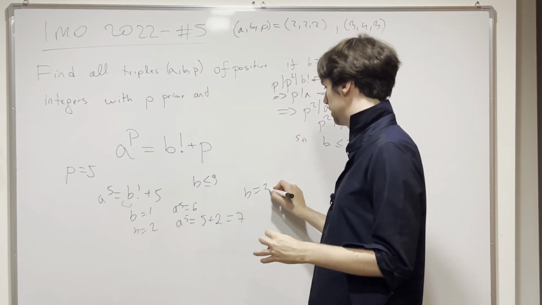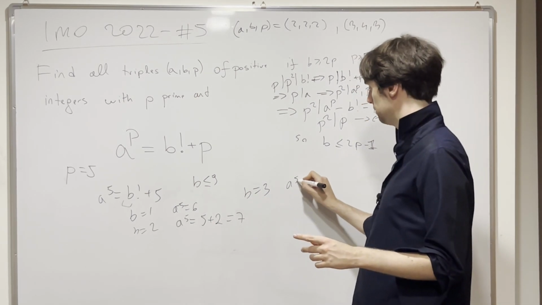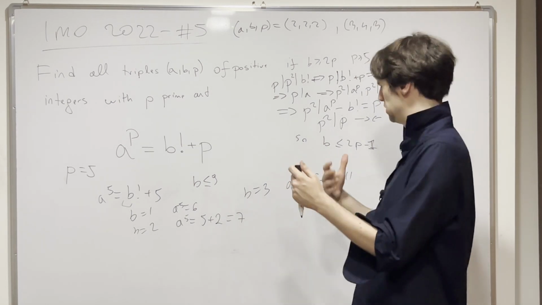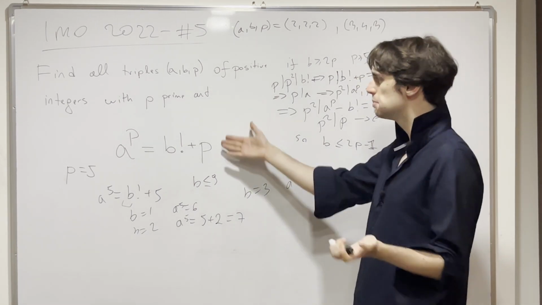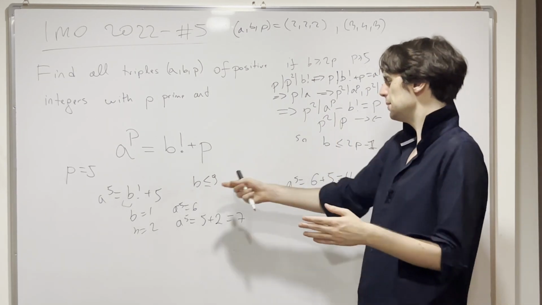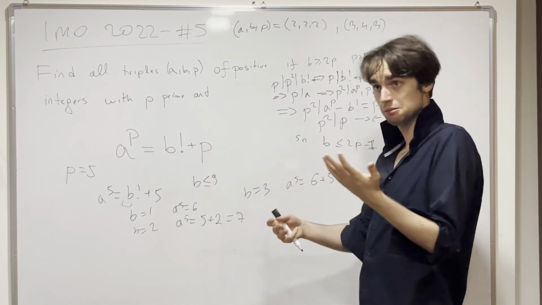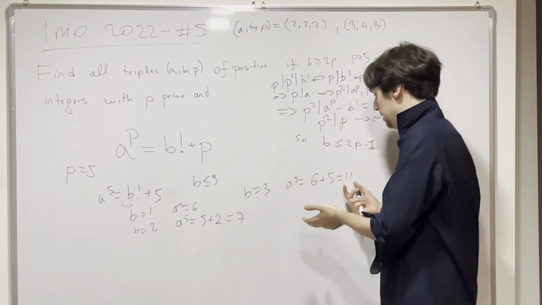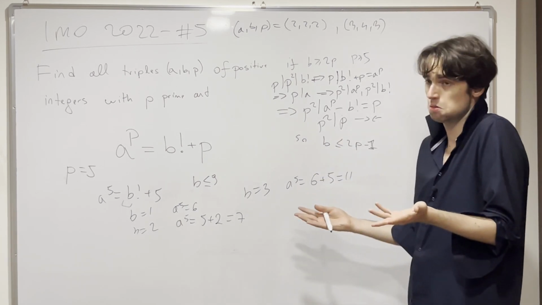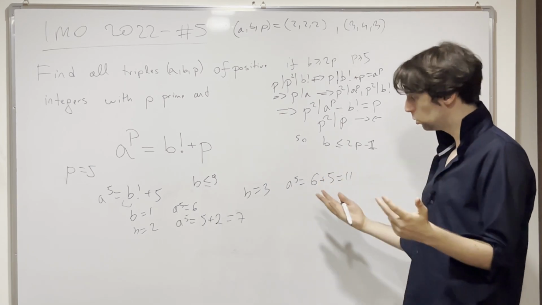B is equal to 3. Then what do we have? We have a to the 5th is 6 plus 5, 11. Again, it's a new factor, bigger than b in this case. I mean, here it wasn't bigger than p, it was just bigger than b. And then it was too small. Maybe that's a combination of arguments we need to make. Who knows at this point?